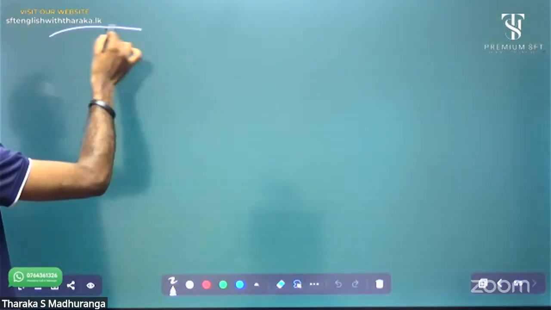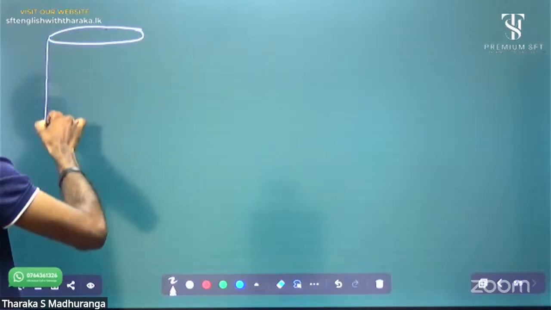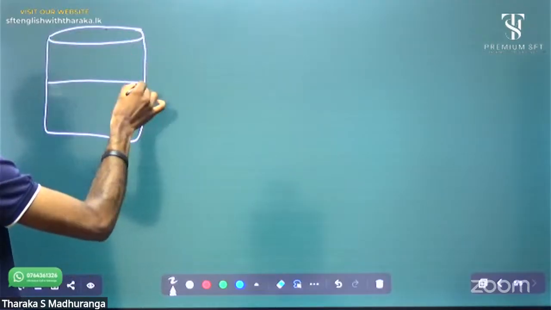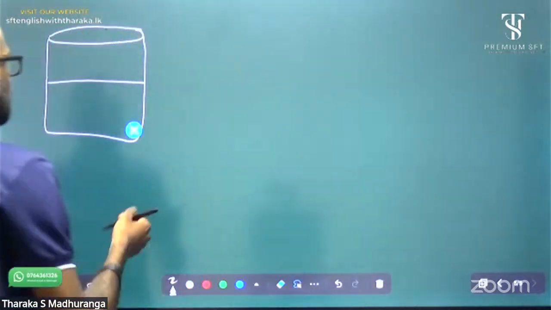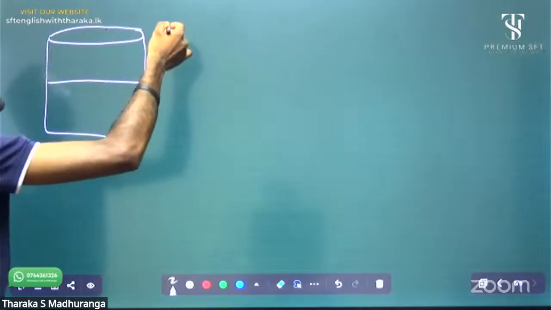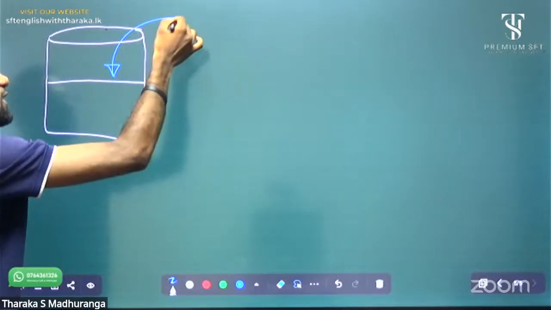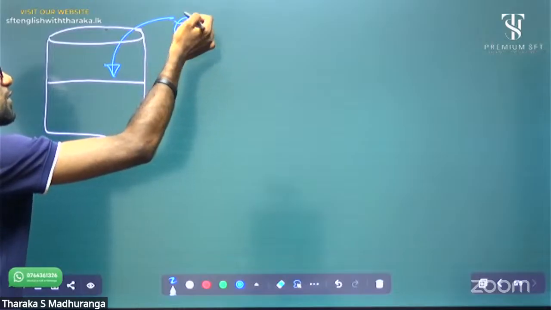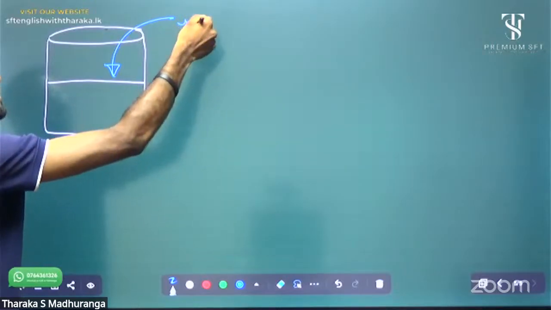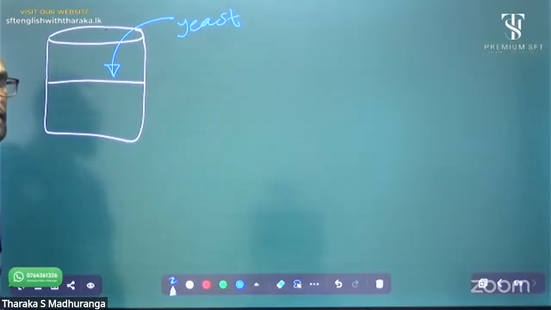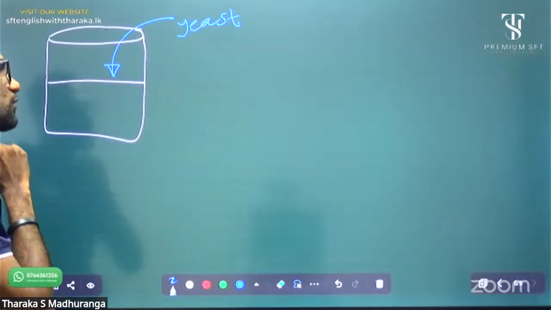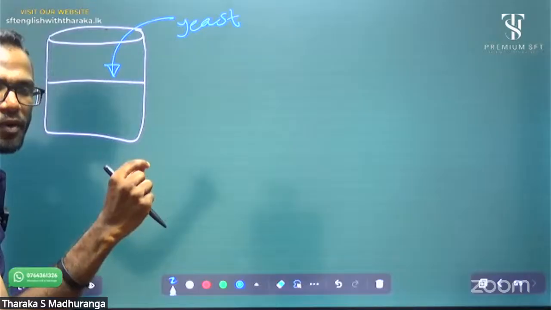Now what is the first step of bread production? We have to add water and make it into a pulp. Before that, we have to add Saccharomyces cerevisiae, that means yeast. We have to add a very small amount of yeast.